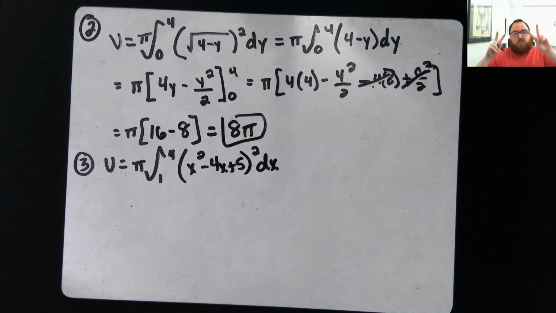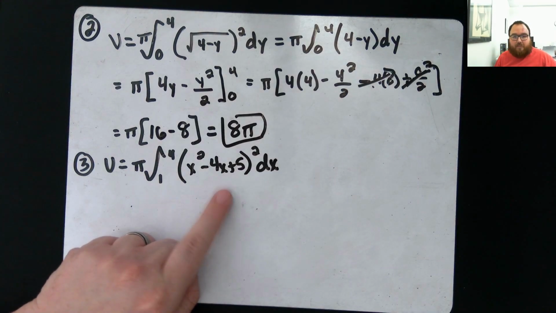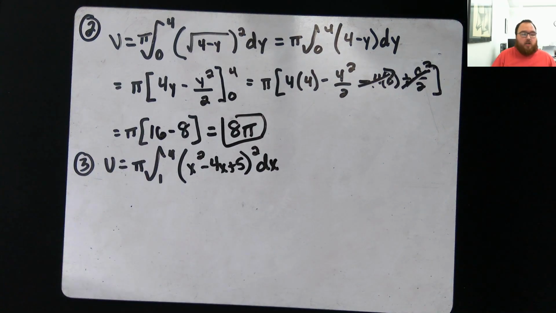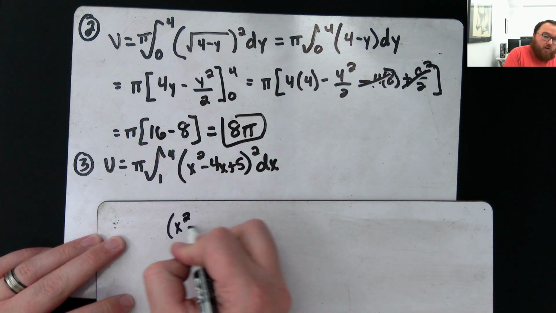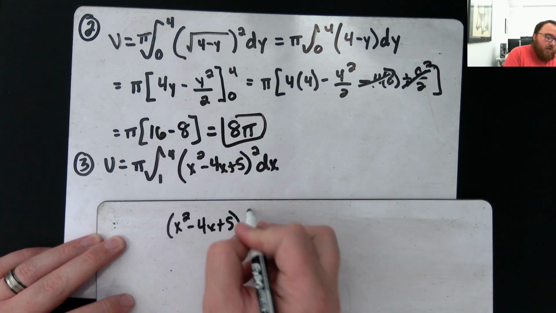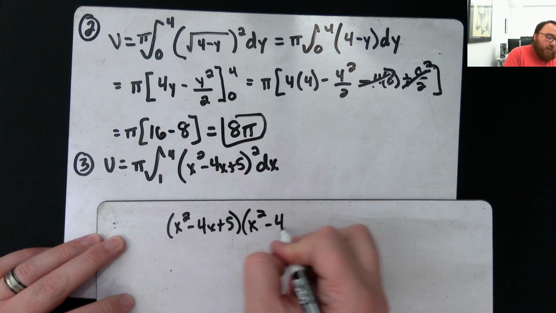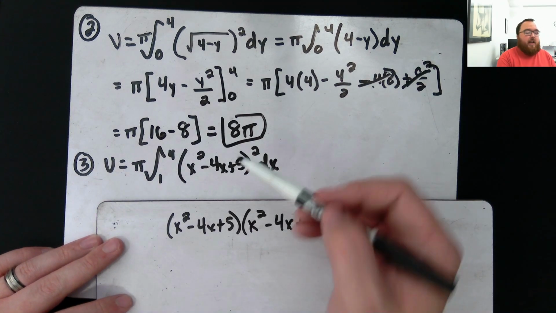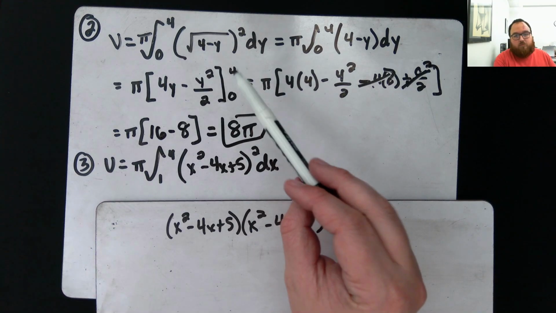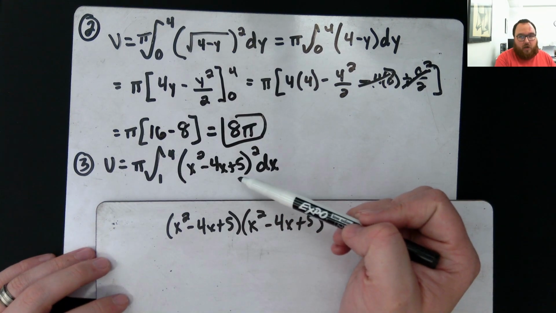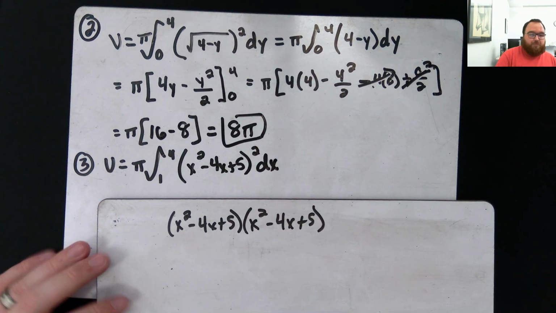Really the only quote-unquote hard part, it's really not hard, it's just a little extra work, is squaring this out. Because remember, to square stuff, you have to multiply it by itself. So when I square that, I've got to do x squared minus 4x plus 5 times x squared minus 4x plus 5. The reason I didn't have to up here is because it was a square root, and a square root squared, they cancel out, right? I don't have that here, so I have to actually square it out.